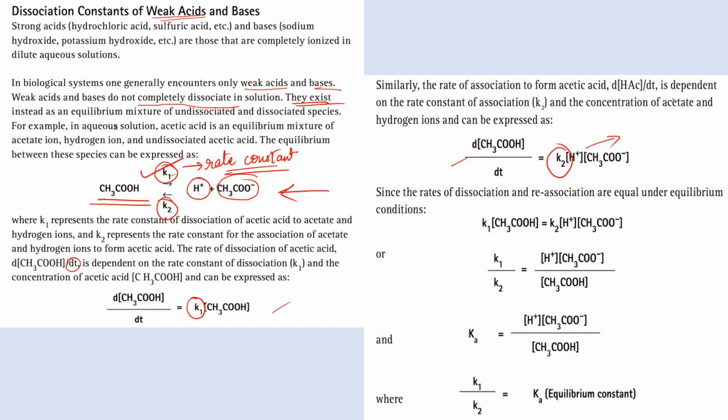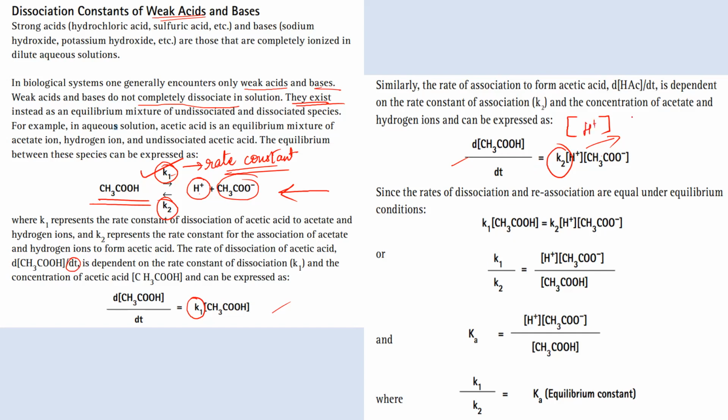So the concentration of acetate and hydrogen ions can be expressed. When you mention the concentration, you always put it in square brackets like this. Right now we are talking about two different ions that are formed: one is H plus and the other is CH3COO minus.